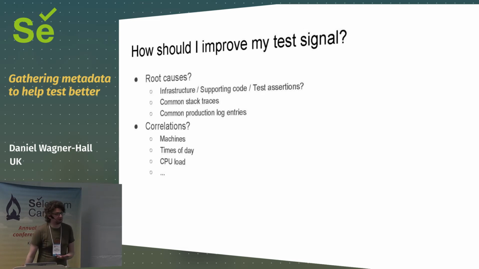Look for production log entries. Maybe in the actual server being tested, it says, hey, I couldn't connect to this one service that I rely on. Maybe it says that a lot. Maybe it says that every time a test fails. You can do that kind of aggregation and that kind of correlation and that kind of detection if you have the data.